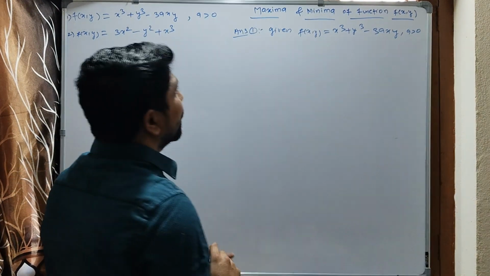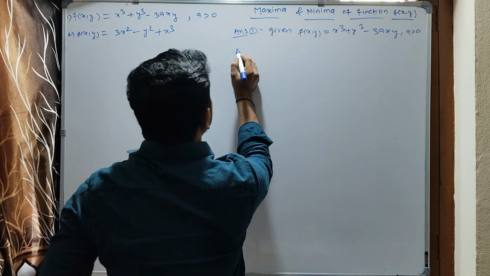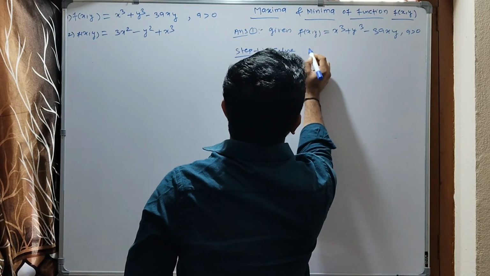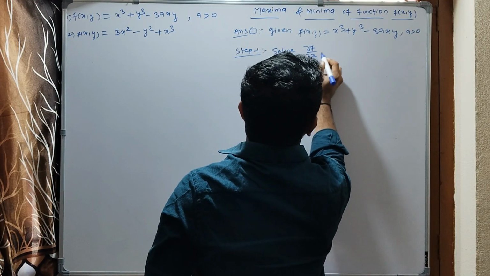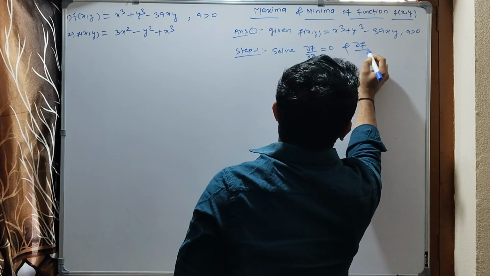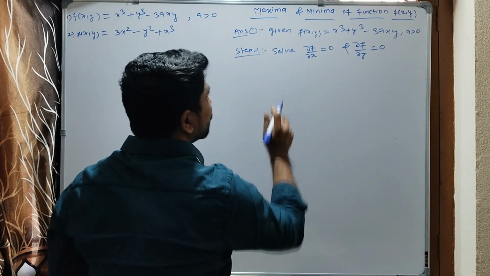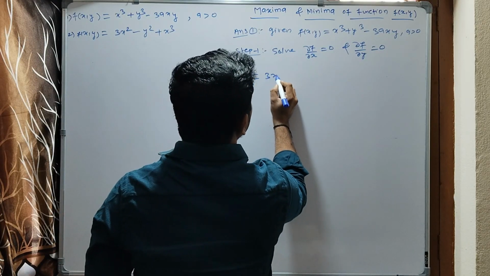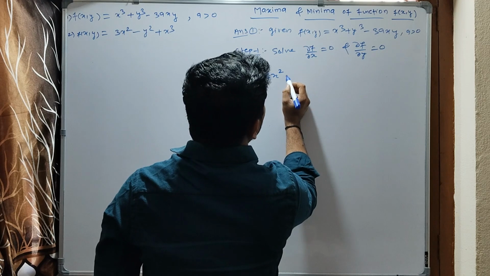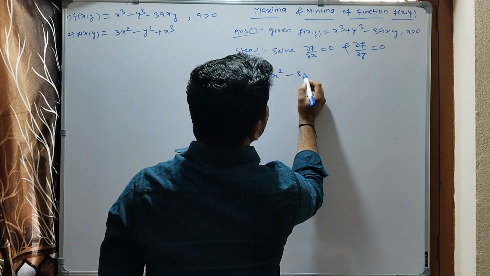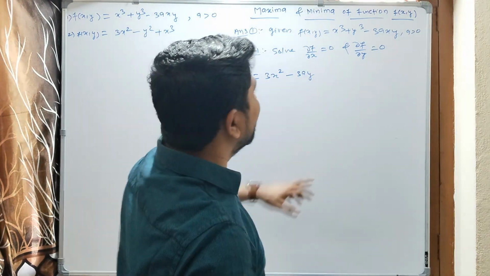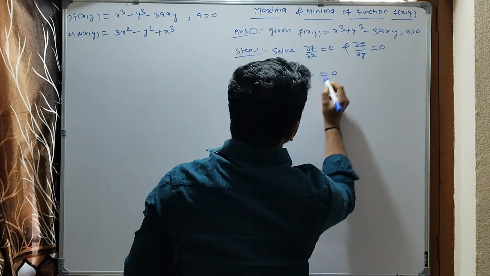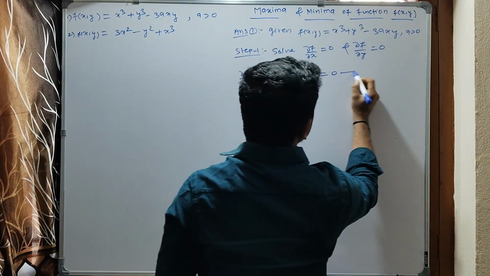Here given f of x comma y equal to this. So here, step 1: solve dou f by dou x equal to 0 and dou f by dou y equal to 0. Dou f by dou x is equal to 3x square minus 3ay. So the partial derivative of this function with respect to x is 3x square minus 3ay, which is equal to 0. Let's say this is my equation number 1.